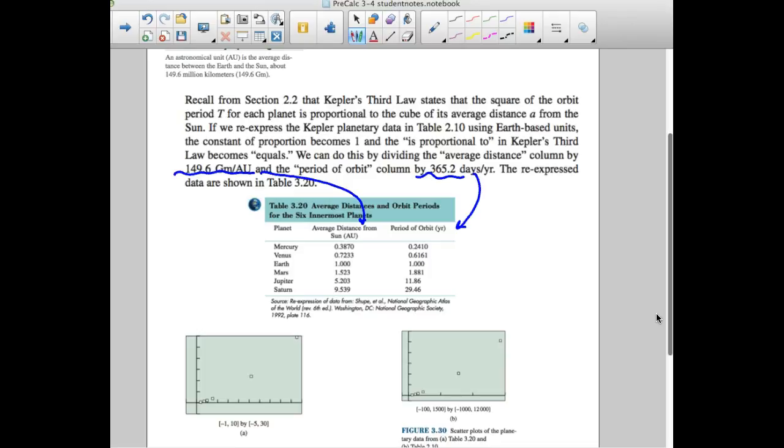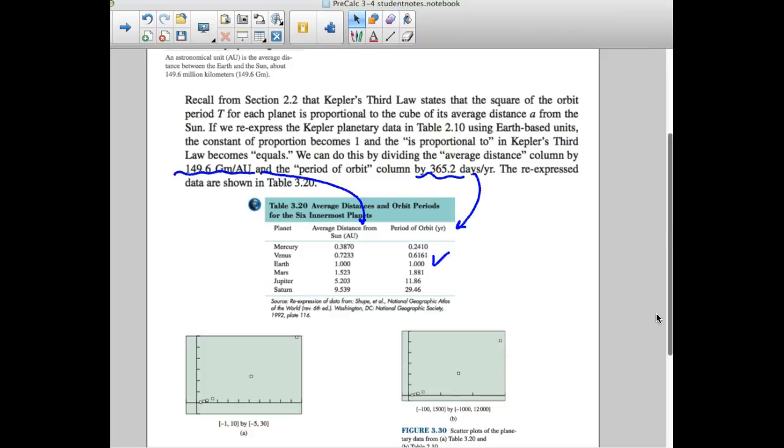What happened to Earth? Look at your chart. What ends up happening for Earth? If we take Earth's orbit time and divide by 365.2, we get 1. If we take Earth's distance from the sun and divide by the distance to the sun, we get 1. So by re-expressing our data, we are getting a coordinate for Earth of 1, 1. It's just a more convenient value.